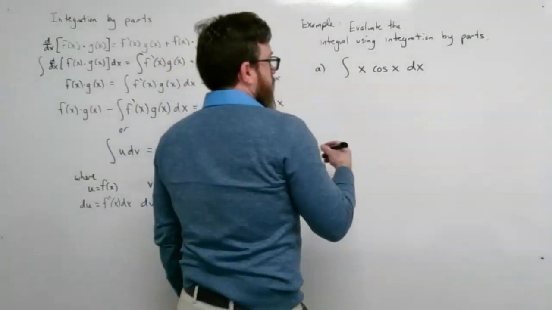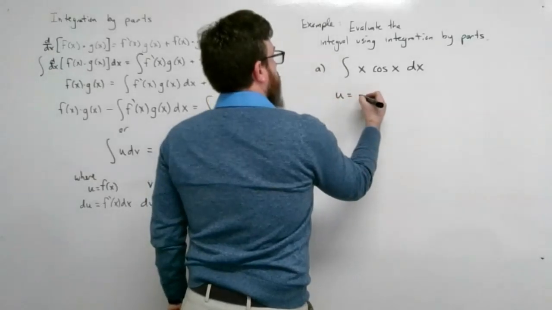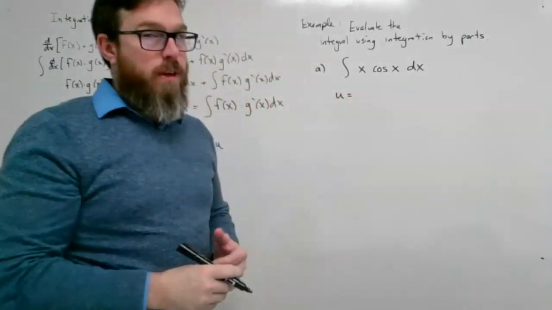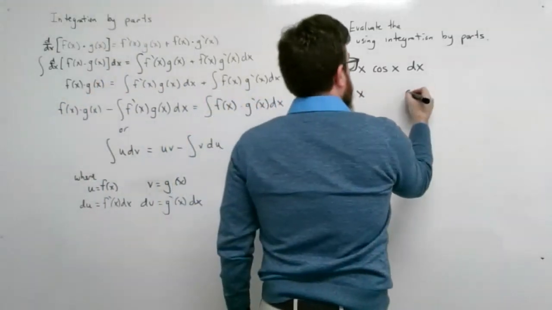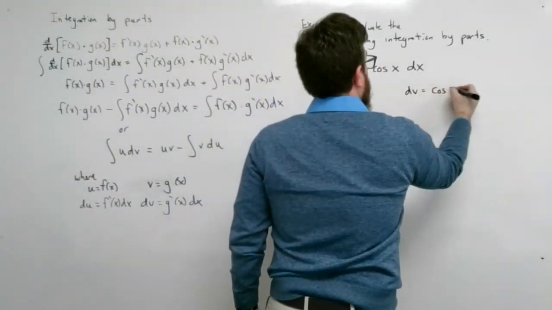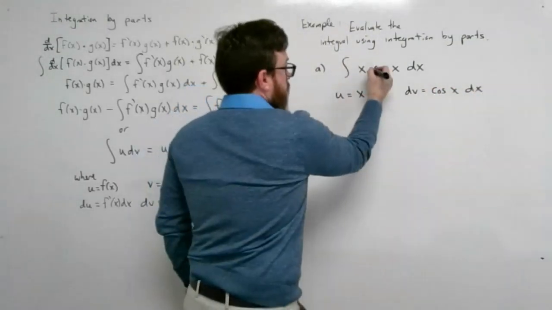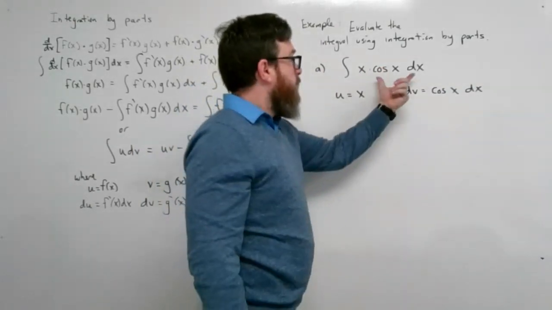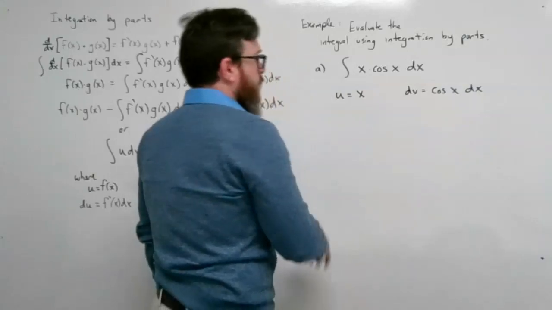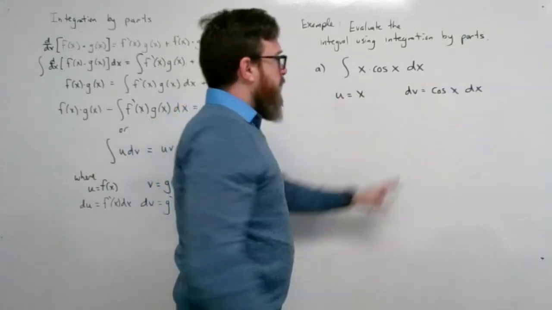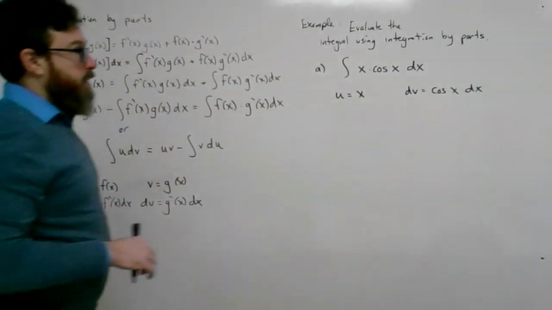So what we want to do is pick a u, and then pick a dv. For u we want it to be differentiable, and for dv we want it to be integrable. So I'm going to say u is equal to x, and dv is equal to the cosine of x dx. So your u is one of the functions, and your dv is the other function combined with its differential. Now I have to find du, and I also have to find v, and I'm going to pop them into this equation to be able to integrate.